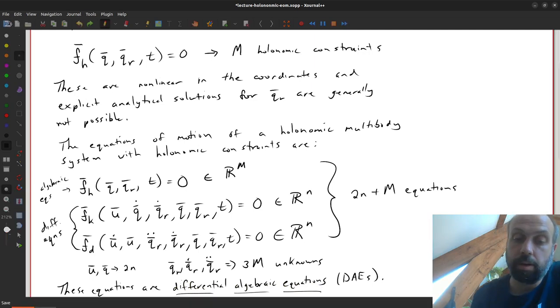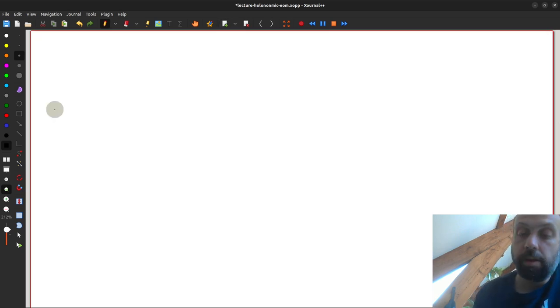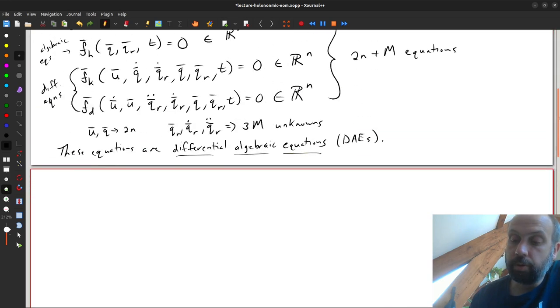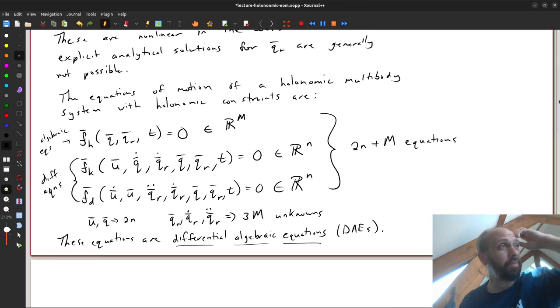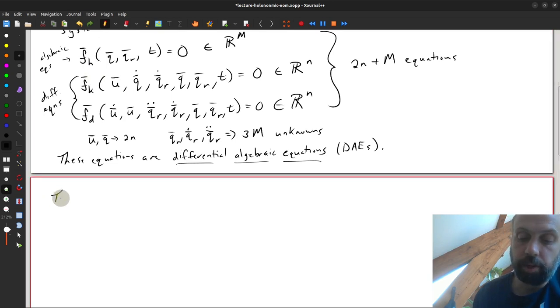So I said here that we have these 3M unknowns associated with these dependent coordinates. We can introduce some more equations by differentiating these holonomic constraints. And if you read more about differential algebraic equations, you can reduce the so-called index of the DAEs.